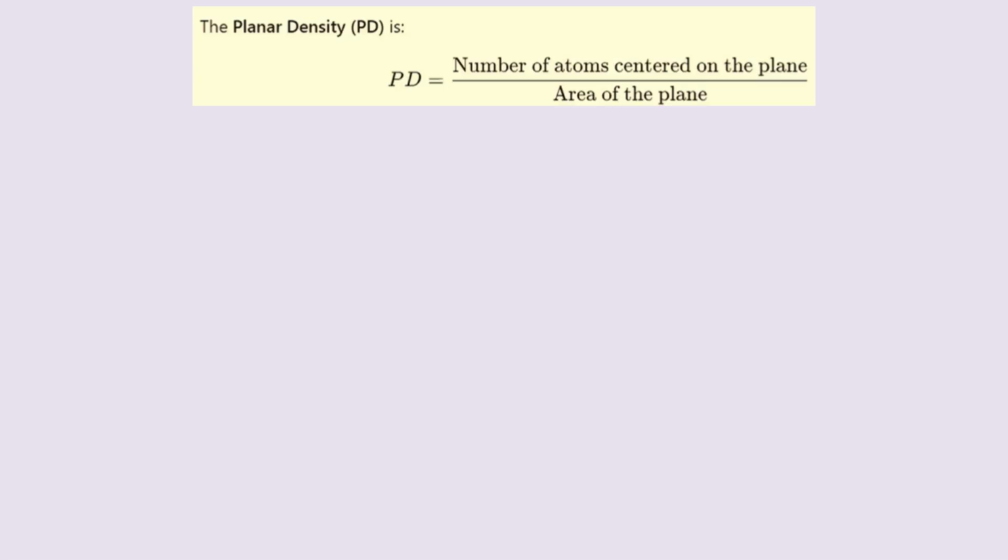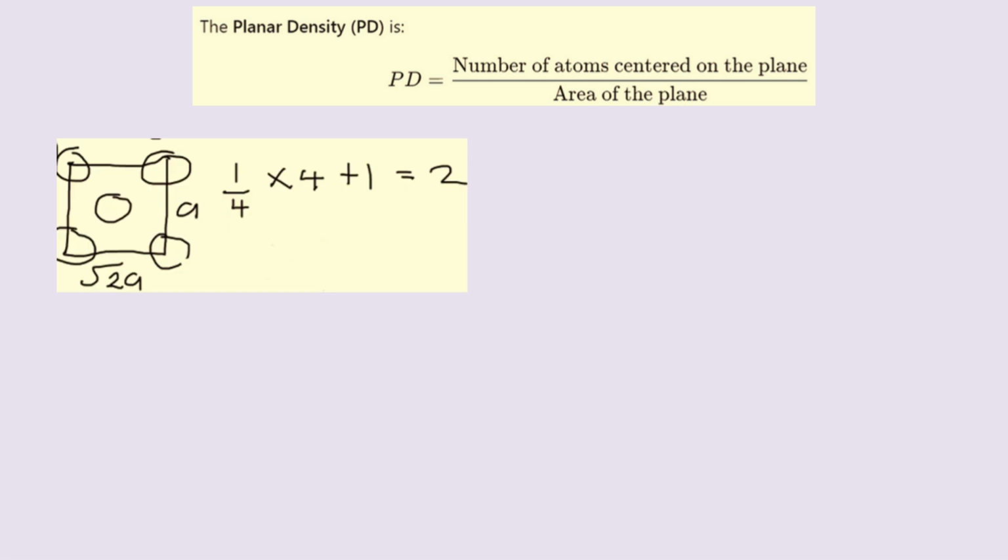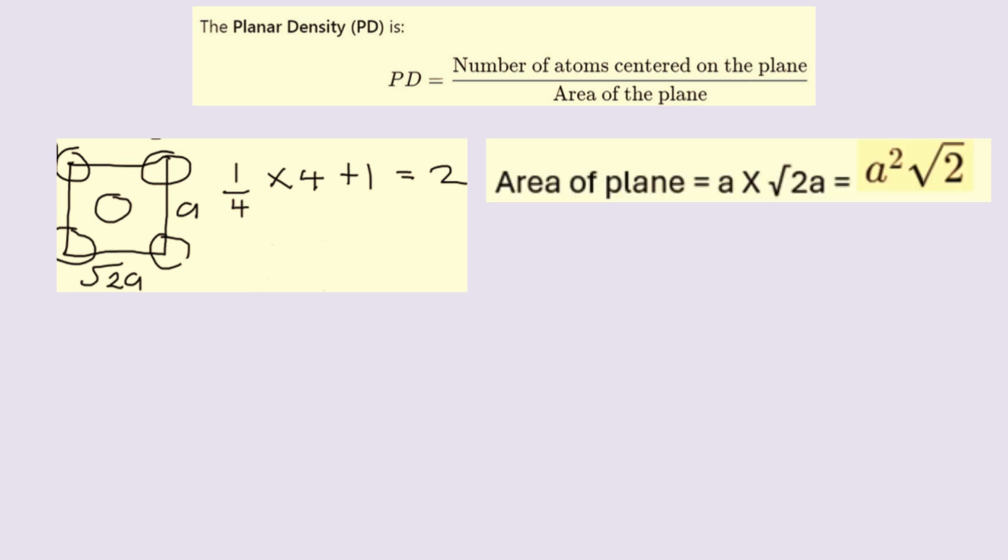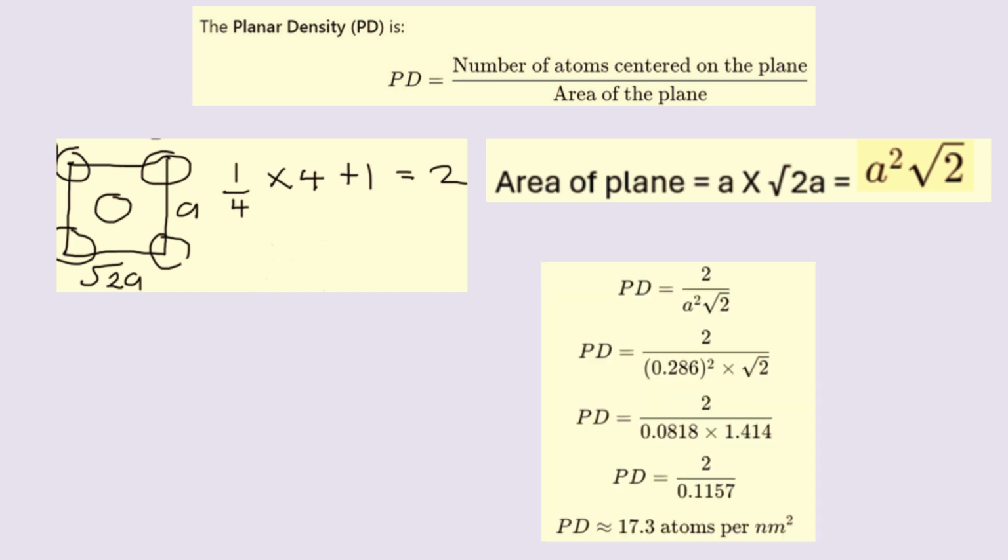The number of atoms centered on the plane is calculated as follows, whereby each corner atom has a contribution of a quarter, thus the total number of atoms can then be calculated. Then, the area of the plane is calculated as the area of the unit cell square figure. Taking both of these calculations will then enable us to calculate the resultant planar density.